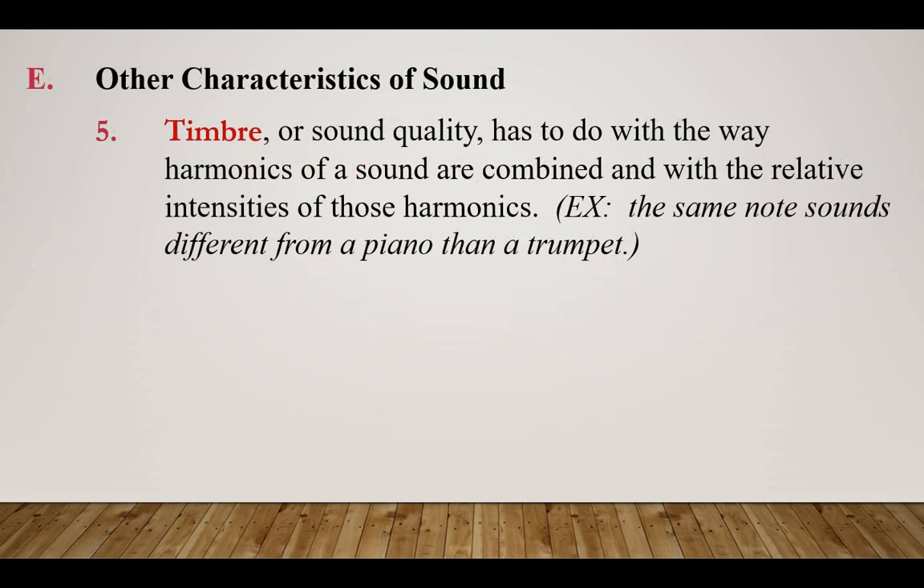Timbre, or sound quality, has to do with the way harmonics of a sound are combined and with the relative intensities of those harmonics. So think about how there's different nuances to the way that we hear a note being played on a piano as opposed to a trumpet, as opposed to some other type of stringed instrument, as opposed to something like a xylophone. It's the same note, it's the same pitch, but the actual quality of the sound, the way that we hear that note being manifested, becomes different. And that's what we call timbre.